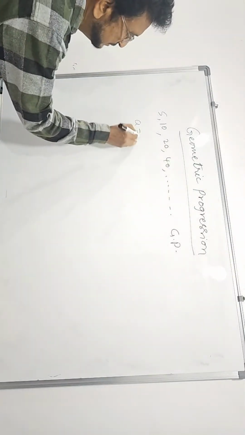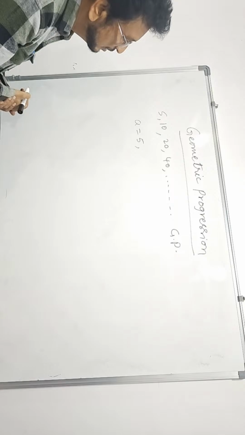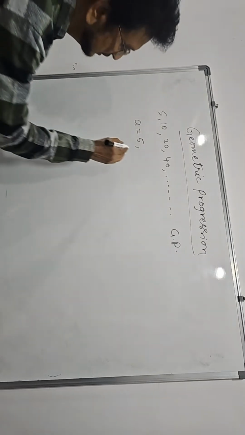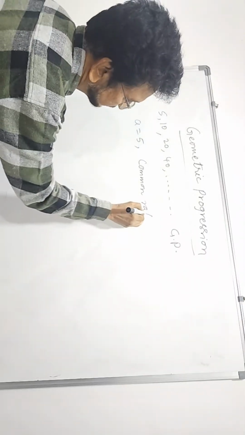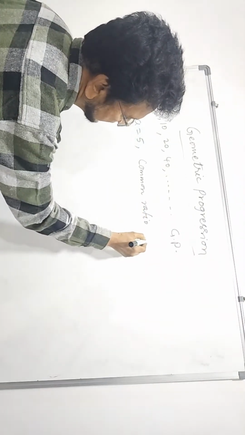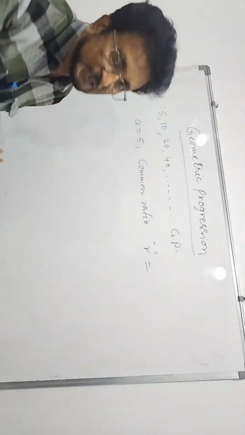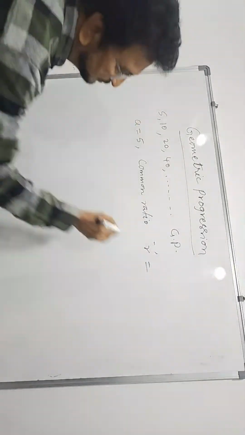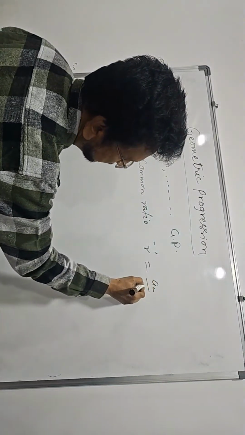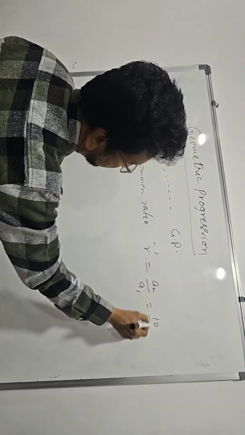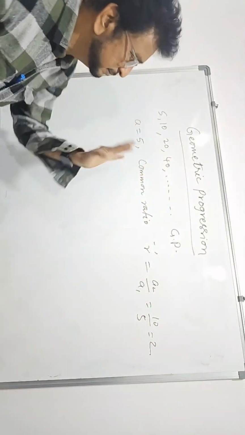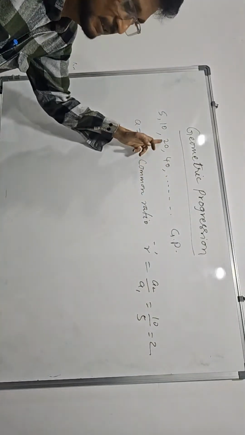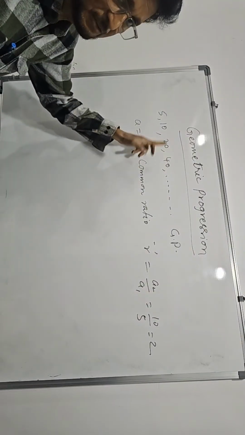Here also the first term is represented as a, and we are multiplying each term with a fixed ratio r. We call it the common ratio, CR, simply r, because we are dividing. How will you get r? Second term A2 by first term A1: 10 by 5 is 2. Any term by its preceding term. The term before it is called the preceding term.